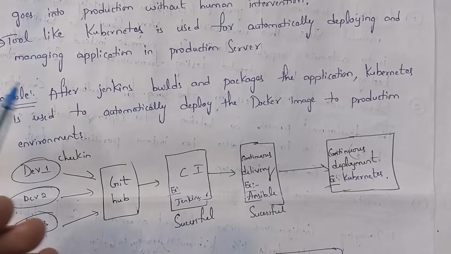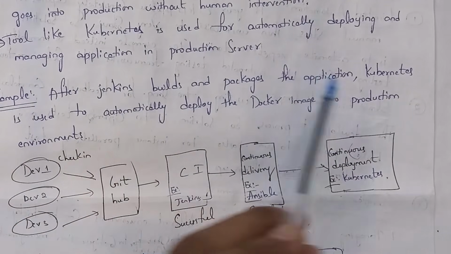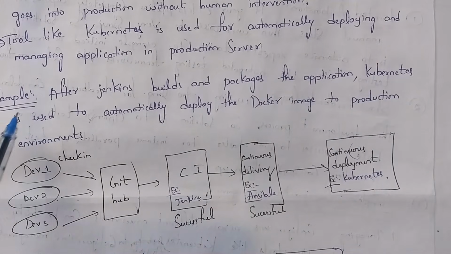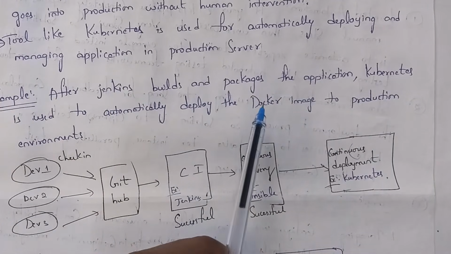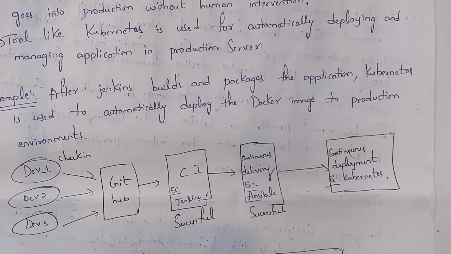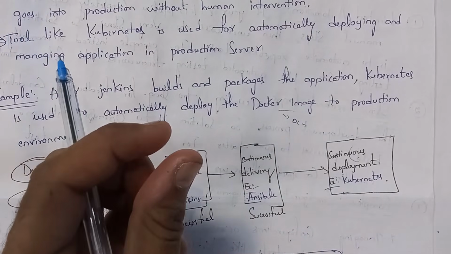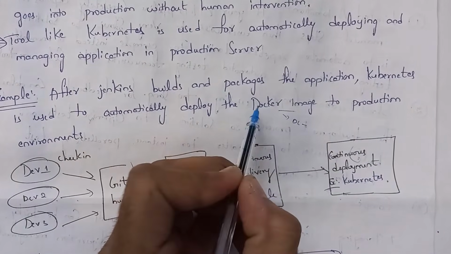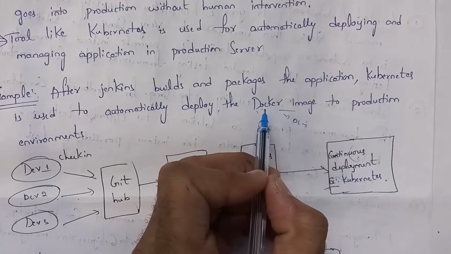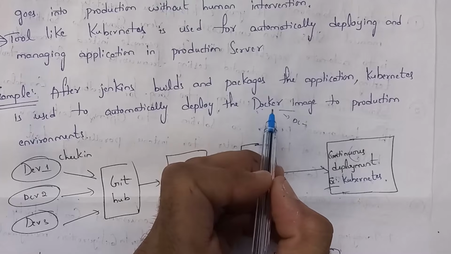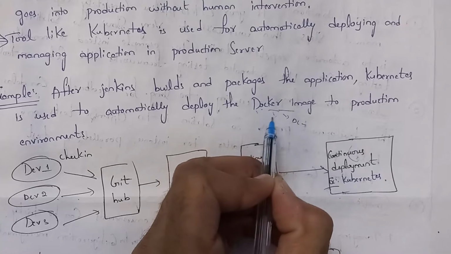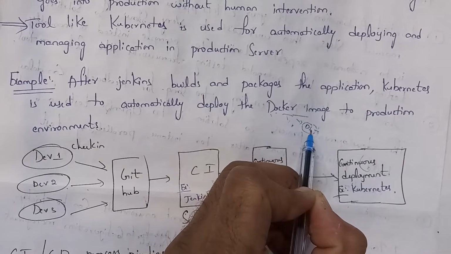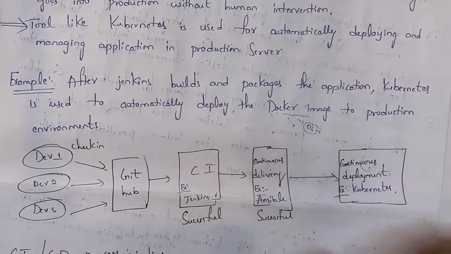So this is an example. After Jenkins builds and packages the application, Kubernetes is used to automatically deploy the Docker image into the production environment. Guys, we will not place our application directly into Kubernetes. Instead, by using software like Docker, we will convert our application into a Docker image, and then we will place our application into a Docker container. Then we will place that containerized application into Kubernetes.